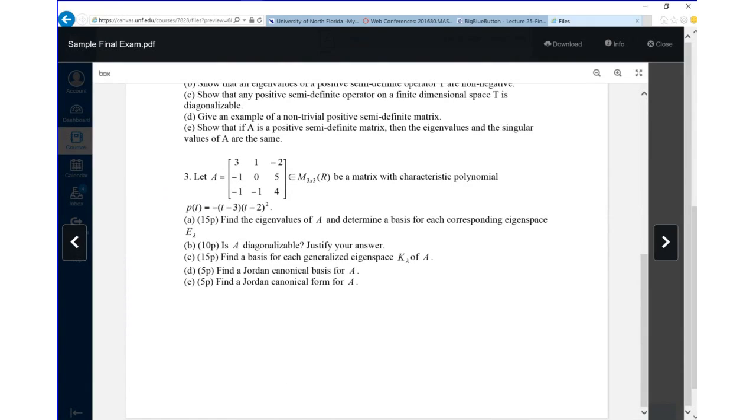Which is computational only, I would say. For parts A and B, you have to find a basis for the eigenspace E lambda, and part B asks whether it is diagonalizable. That was covered by midterm 2 after all, but it's going to be related to this. C, D, and E, well, actually C is the important thing: finding the basis for each generalized eigenspace and then the Jordan blocks.